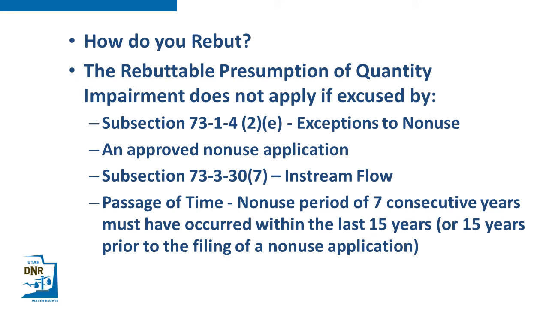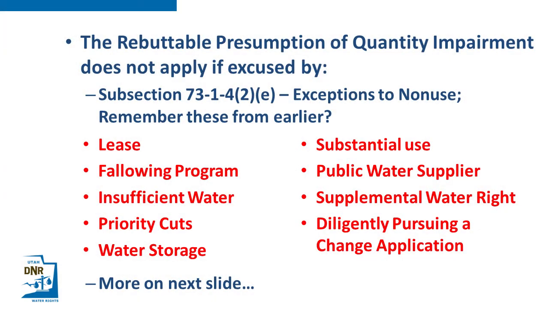Rebuttable presumption of quantity impairment also does not apply if your non-use falls under 73-1-4 subsection 2E, exceptions under in-stream flow, or if the 7 years of consecutive non-use occurred more than 15 years ago. What are the non-use exemptions under 73-1-4 subsection 2E? These are the same ones we talked about earlier, namely a terminable lease, fallowing, insufficient water, priority cuts, water storage, substantial use of the right, water suppliers with a right acquired prior to May 5, 2008, a supplemental water right, or a right that's part of a change application that is being diligently pursued.